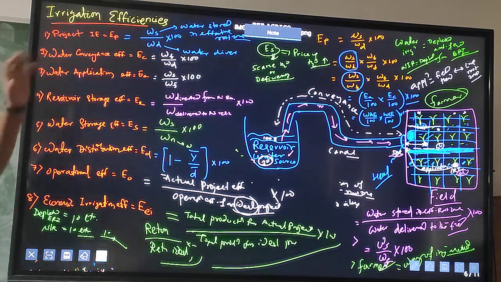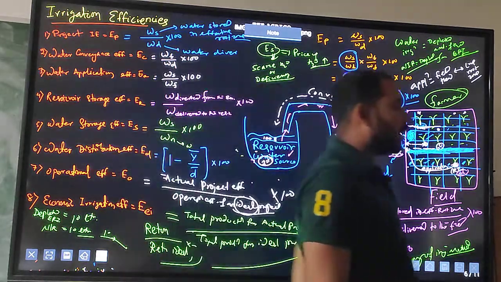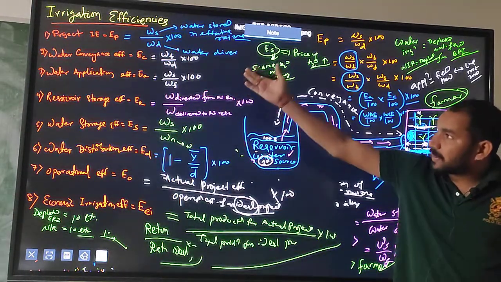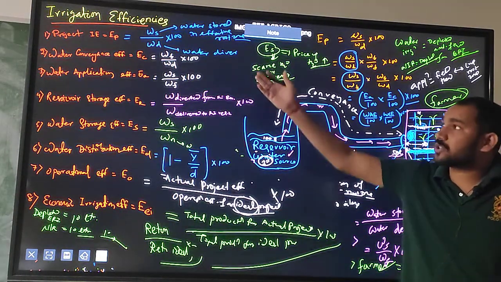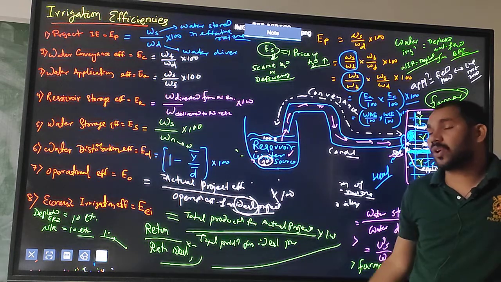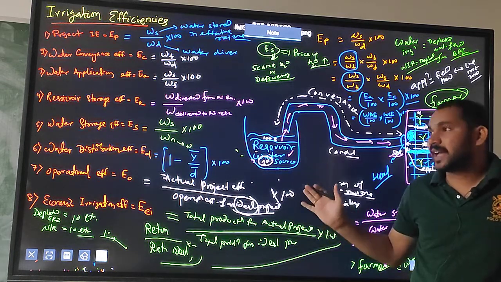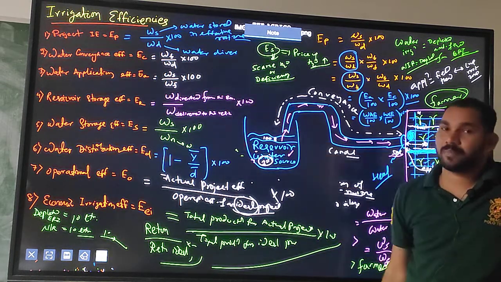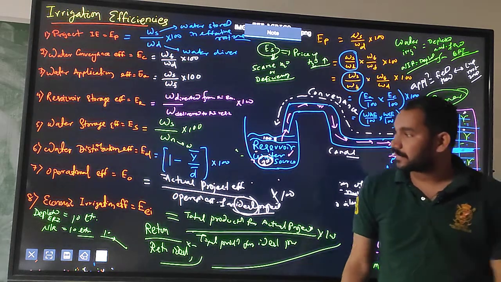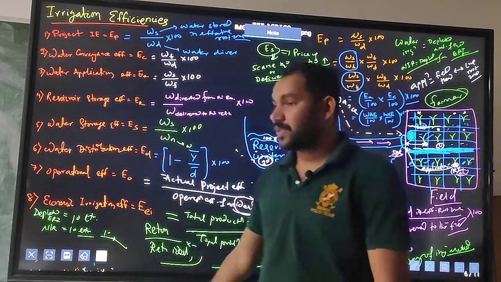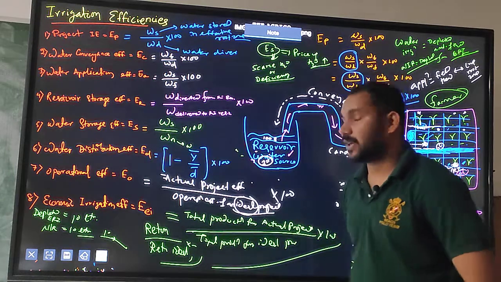So I hope you have already understood the 8 types of efficiency for calculation of the irrigation efficiency, and you also know the importance of the irrigation efficiencies. Okay, as I have already told, go through the chapter.